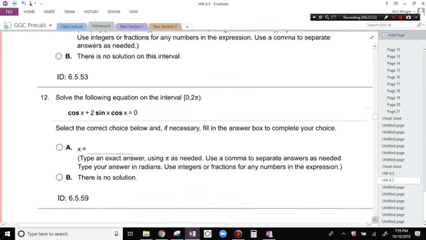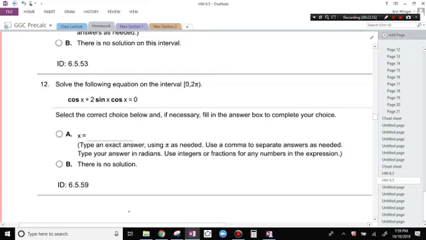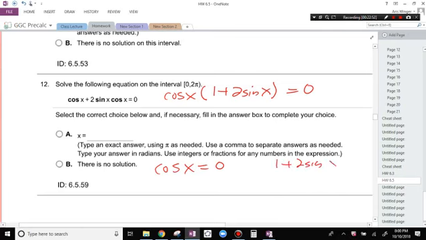Equal to 0. Here, same question. They both have cosine in common. It becomes a factoring problem. Cosine times 1 plus 2 sine theta, or x in this case, is equal to 0. It means that the cosine of x is 0, or it means that 1 plus 2 sine x is equal to 0, in which case sine of x is equal to minus 1/2.